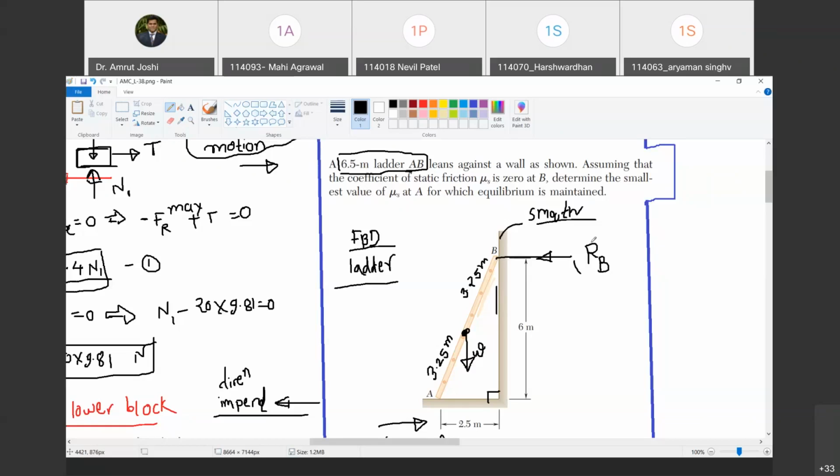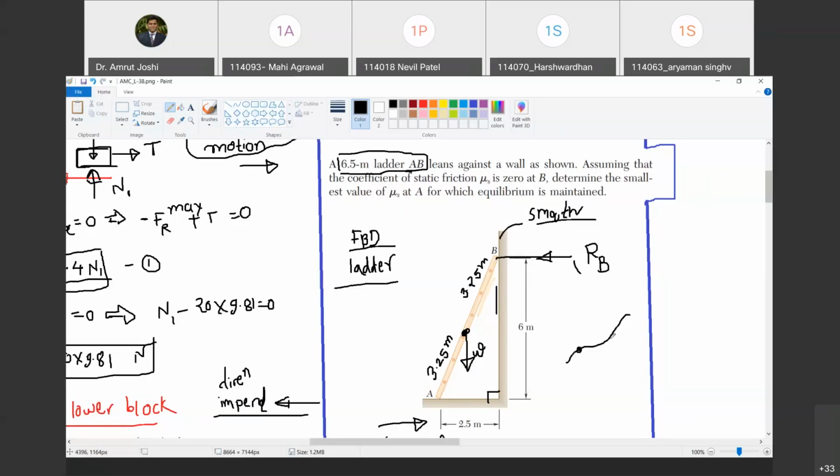Any smooth surface cannot offer reaction along the surface, but it can very well offer reaction normal to it. Are you with me? Yes, sir. Imagine that this is a smooth surface. I am looking at this point. So in which direction will reaction be offered?